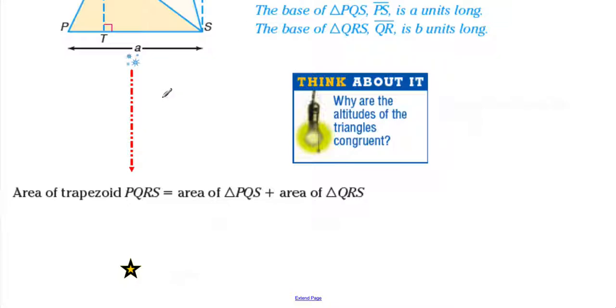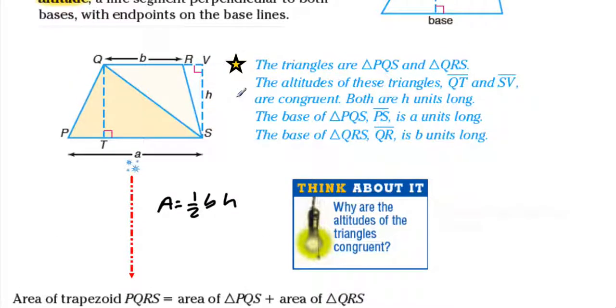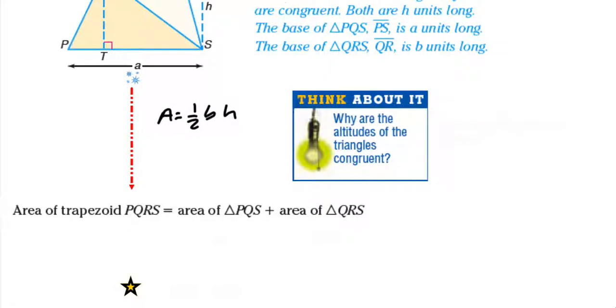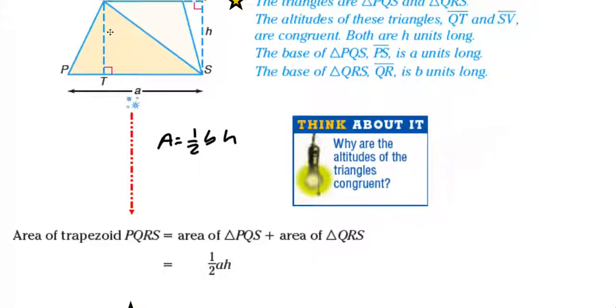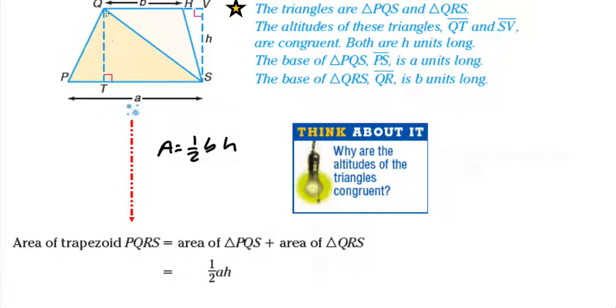If we want to find the area of PQS, remember the area of a triangle is equal to 1/2 base times height. In triangle PQS, our base is PS and our height is QT. So if we substitute that, area of PQS is 1/2 times A times H, because PS has a length of A, and this is our height, QT. And we know for a fact that QT is the same as VS, and that's the reason why our height is H.